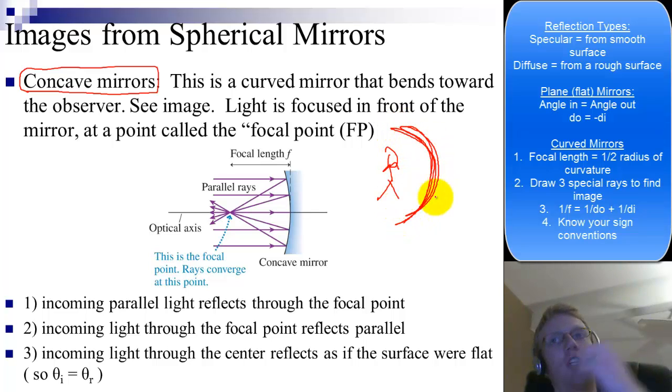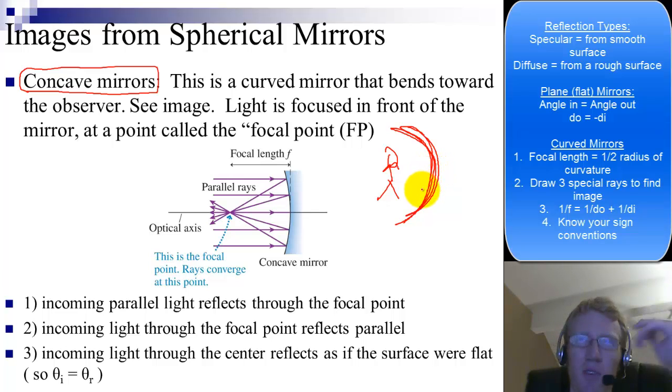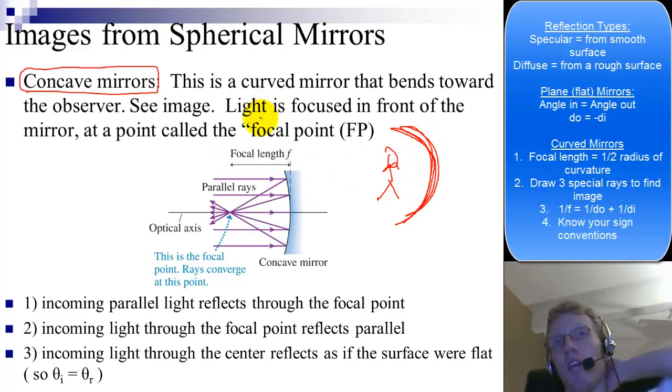So the curvature is bending, the top and the bottom are bending towards you. I guess the center is bending away. There's not a really good way to describe it. Looking at a picture is the easiest way to understand it. So see this image, curved this way. The light is focused in front of the mirror at a point called the focal point.